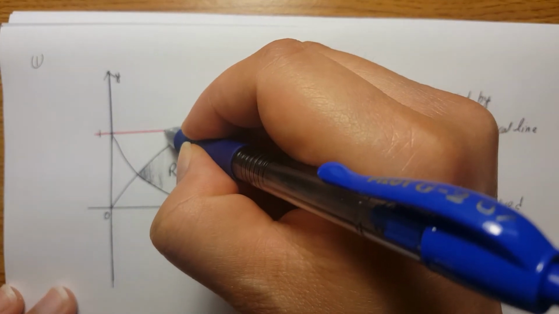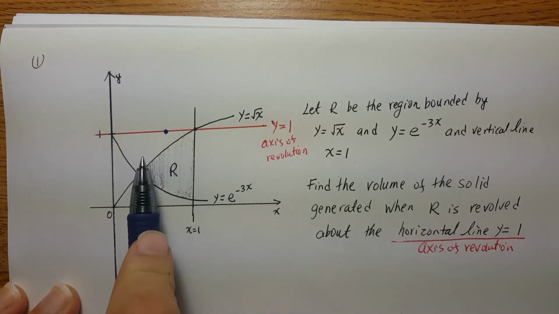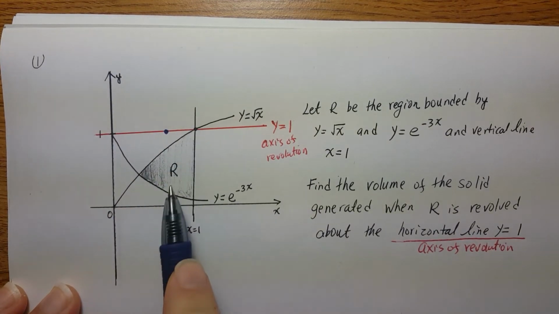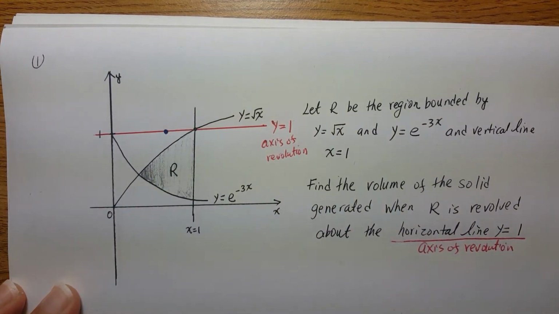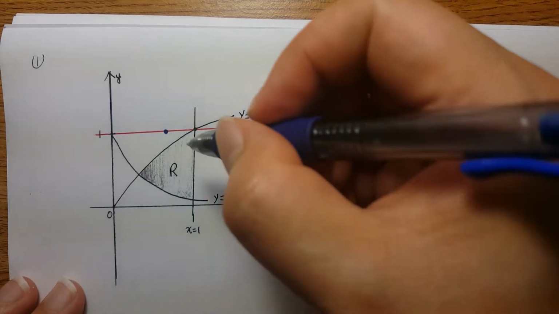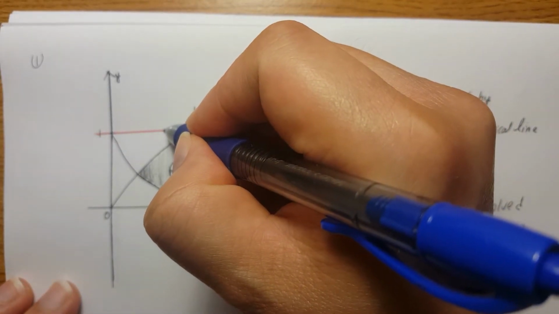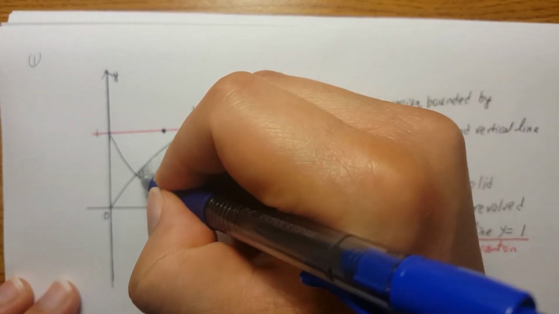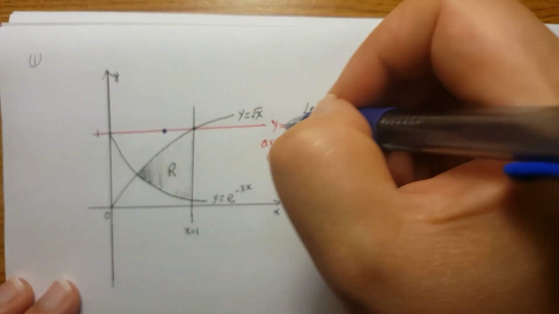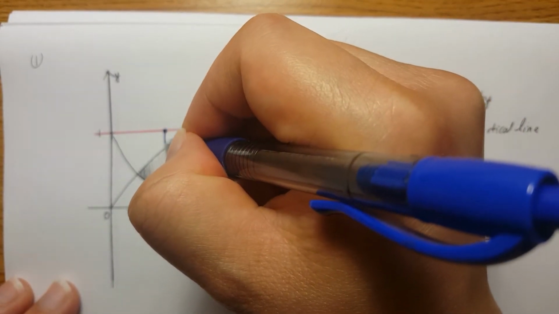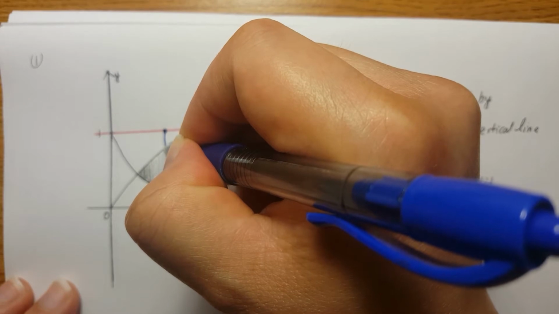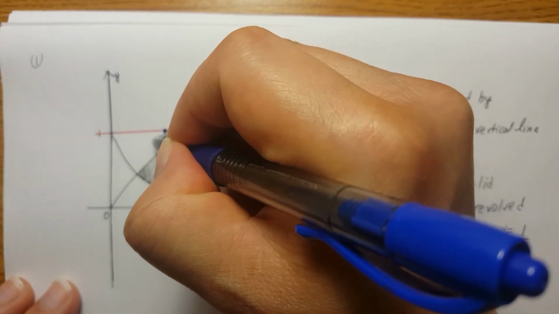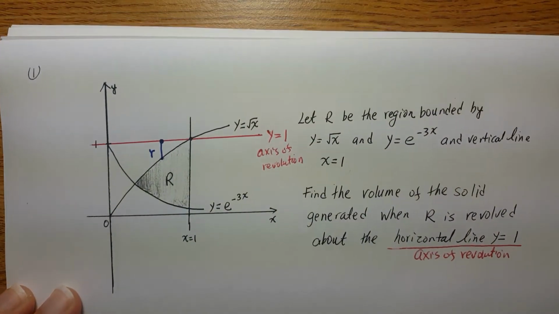So let's pick a point over here. Never pick a point at the end points, always in the middle, so you can see the radius. Now we are going to draw the line. Because the curves are below y equals 1, we have to go this way. As soon as you hit the first curve, then you stop. So now we get our small radius.